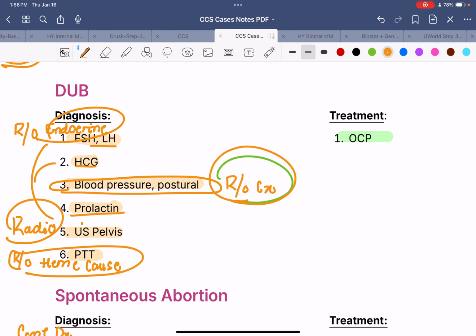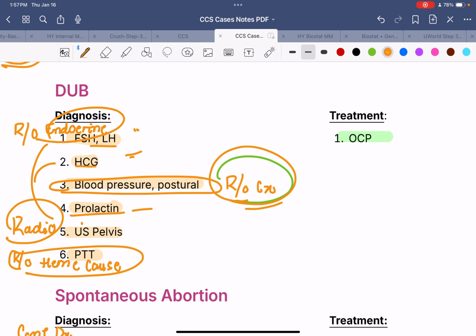So first of all, in the endocrine test, we have FSH, LH, HCG, beta HCG, which you are going to do for any woman of reproductive age group, along with prolactin levels. So these are going to help us determine whether there is some endocrine abnormality that is causing the dysfunctional uterine bleed. So that would be FSH, LH, HCG, along with prolactin.